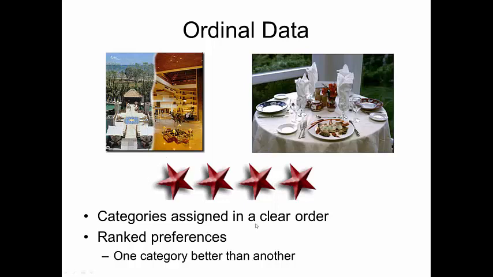Now, ordinal data is basically where categories are assigned in a clear order. It's a rank preference. Unlike nominal data, in which a 1 and a 2 have no difference between them and are just a label that you give somebody, with ordinal data you actually have these rank preferences. One category is better than another. So 4 is better than a 2. A 3 is better than a 1. A 4 is better than a 3. And so you have this sort of ranking system in which it actually means something to have larger amounts or bigger numbers or stars, whatever the case is.